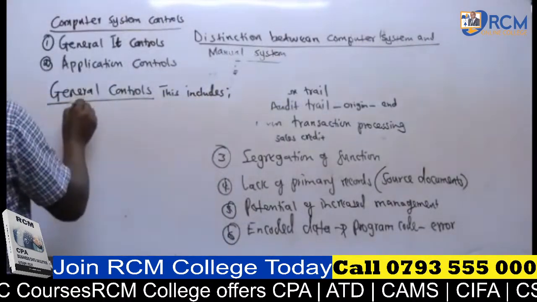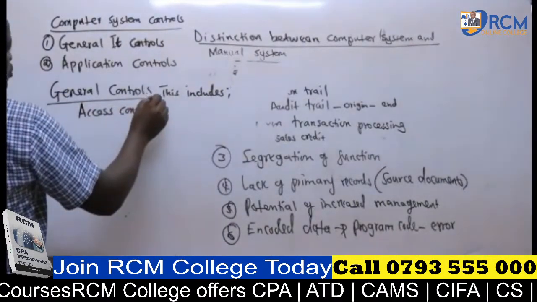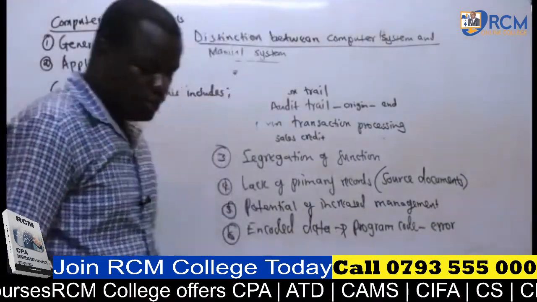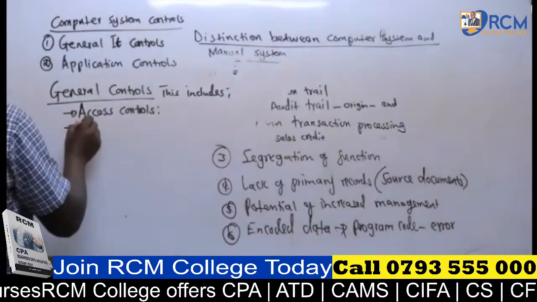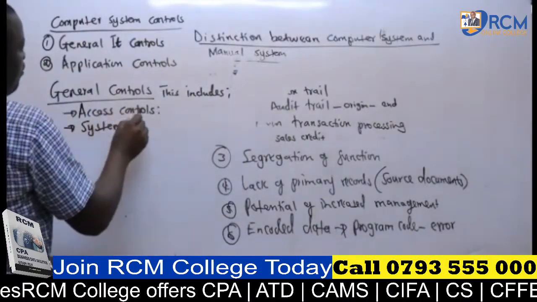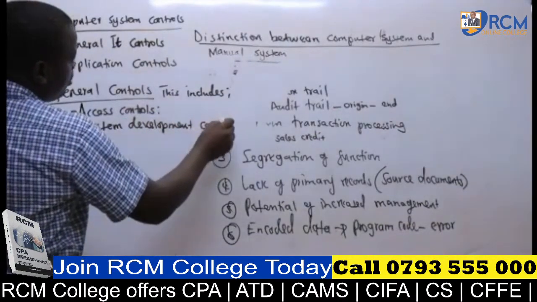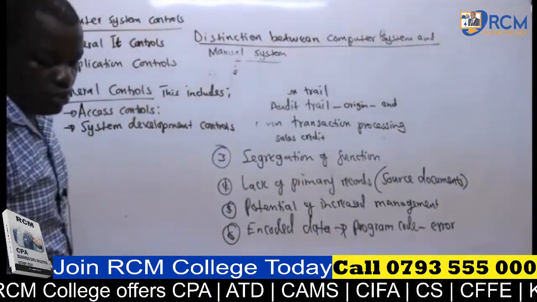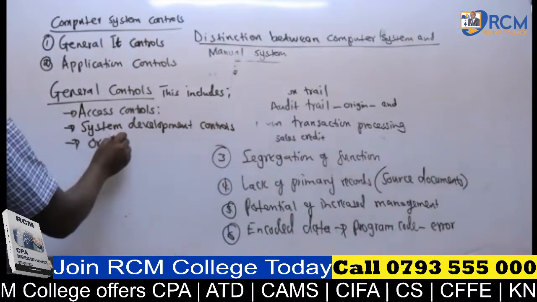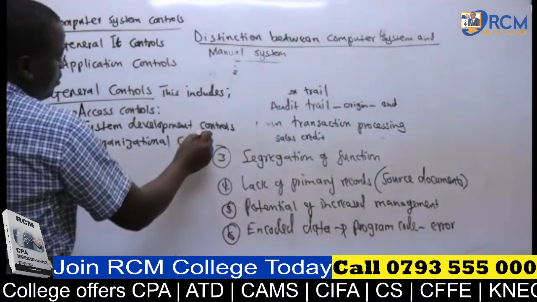It will be access controls. So this one protects the access of the computer system or the computer resources. Then number two, we have the system development controls. Then the last one, organizational controls.